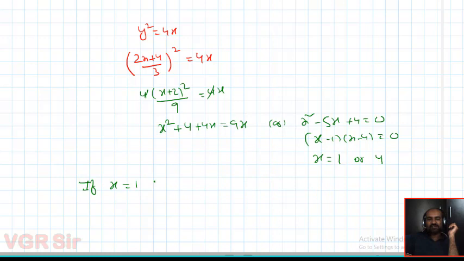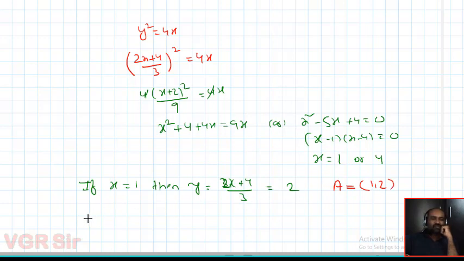If x is equal to 1, then y equal to, what is the formula actually? (2x plus 4) by 3, that one. That's why 1 means 6 by 3, which is 2. What is the conclusion here? Directly we got the coordinates of A, that A is nothing but 1 comma 2.